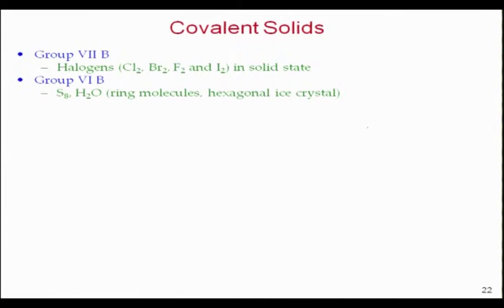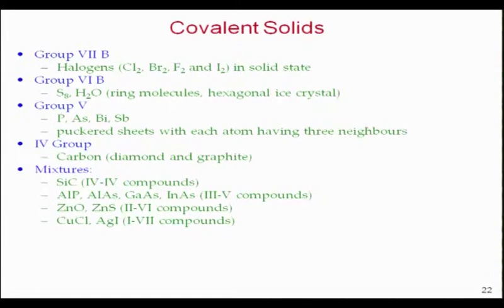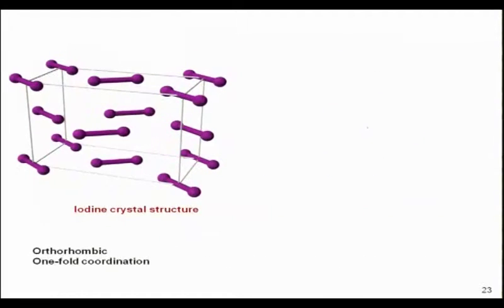And then there are some other covalent solids, these are the ones which I discussed in the beginning. So, for example, iodine makes a structure like this. Iodine is an orthorhombic structured material, it has linear one-fold coordination. These are iodine atoms, this is one iodine, this is second iodine. So, it has only one neighbor. Dumbbell shaped molecules arranged in an orthorhombic lattice.